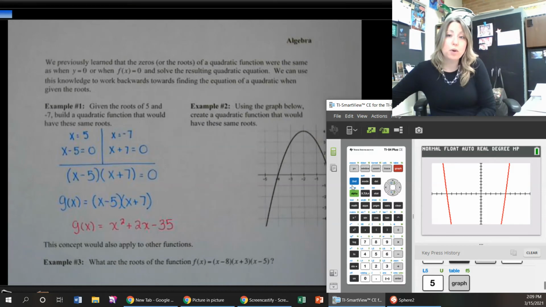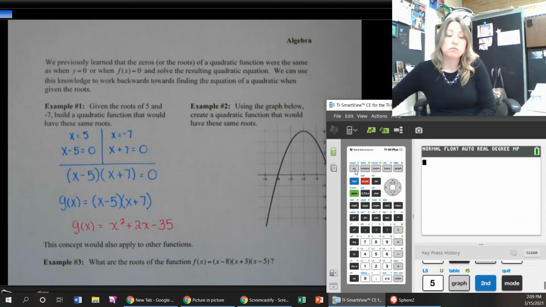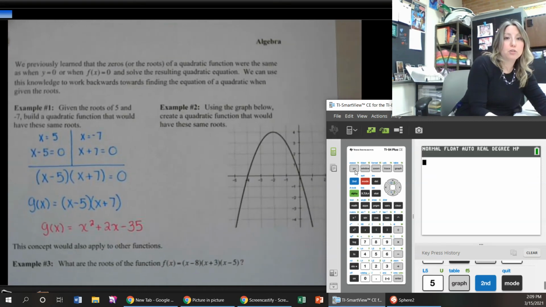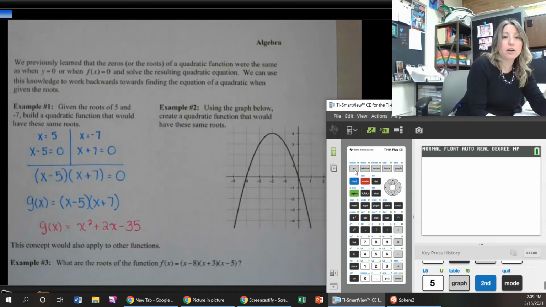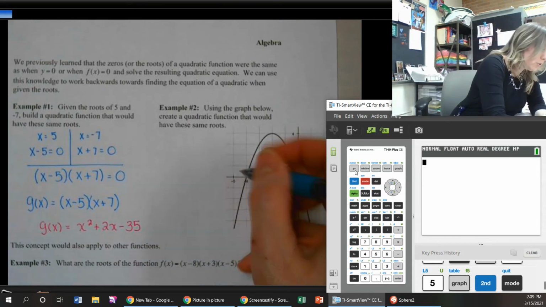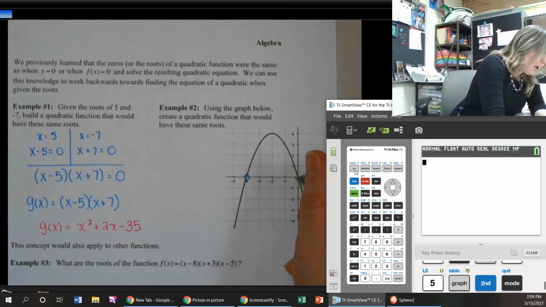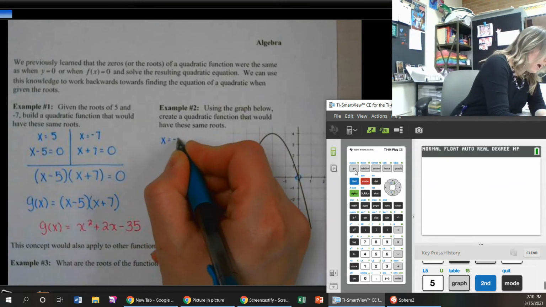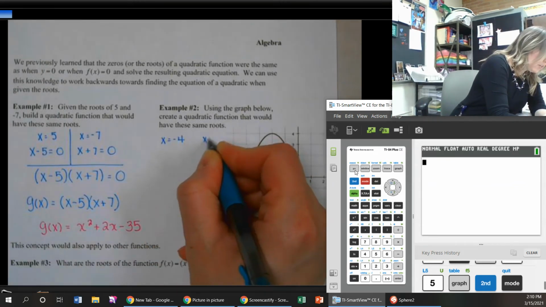Let's look at another way this question might be asked. Using the graph, create a quadratic function that has these same roots. Okay, what are the roots? Well, the roots are negative 4 and 0, right? So let's, again, take those values for x and go backwards.